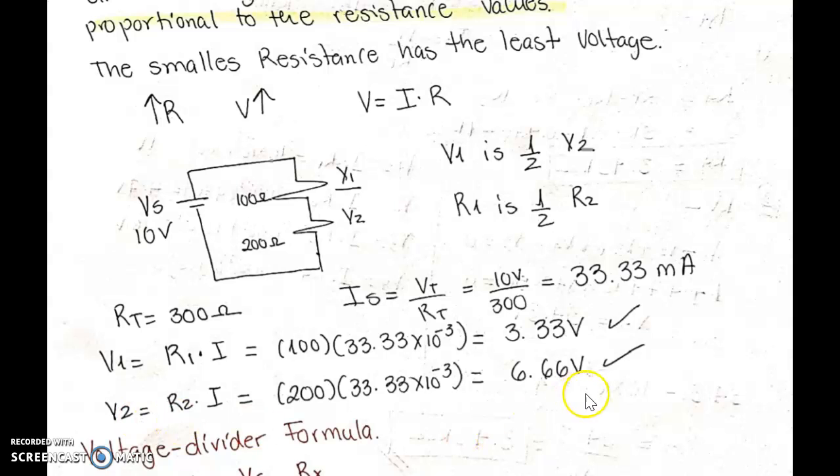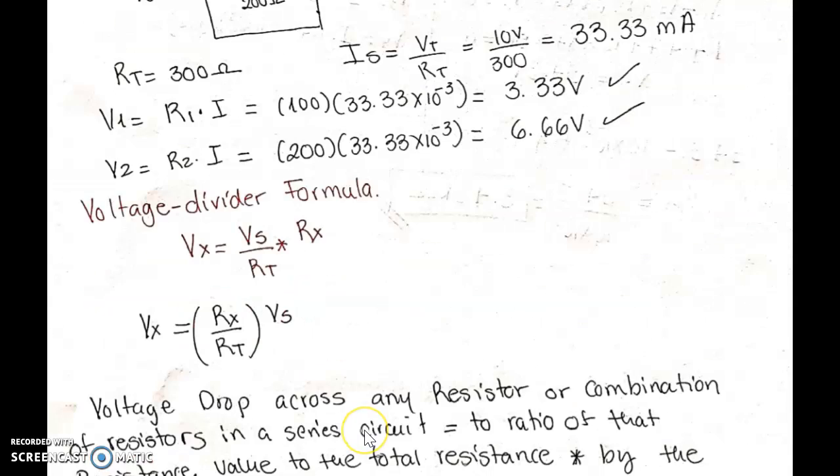So let's do this numerically so it can make sense for you. So I can find my I total. V total divided by R total, I get 33.33 milliamps. Then my V1 is going to be 100 times my current, so I get 3.3 volts. My V2, I'm saying that it should be double the V1, so I'm going to prove it mathematically, and I get 6.6 volts. So yes, 6.6 is twice of 3.3. So this relationship holds.